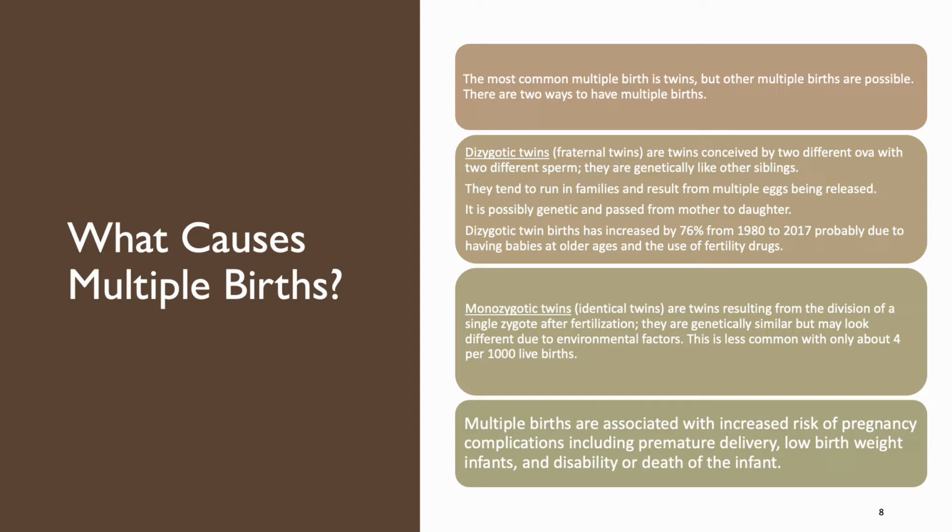The other type is monozygotic twins. Monozygotic twins are identical twins. They result from the division of a single zygote after fertilization. So one egg fertilized by one sperm. They are genetically similar but may look different due to environmental factors. This is less common with only about 4 per 1,000 live births.